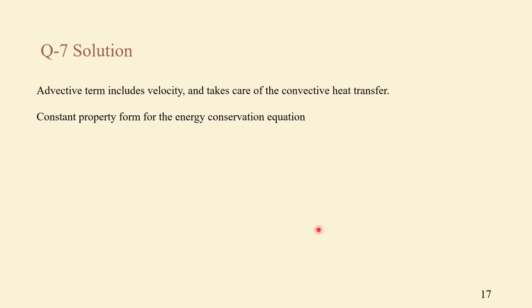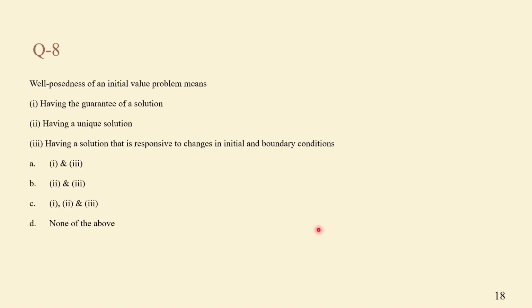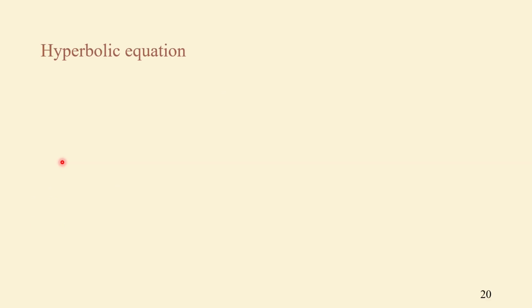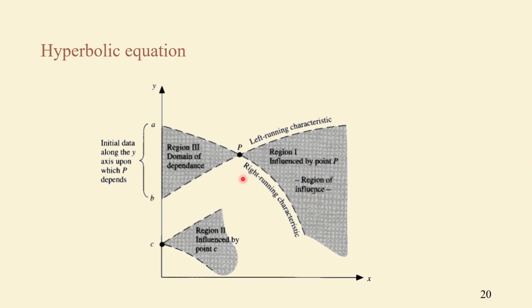So going back to the question: boundary conditions over the entire boundary may not be needed for what type of problem? It is the hyperbolic problem. We do not require the boundary condition over the entire boundary, because here a single point's disturbance is felt over here. So this is the region of influence of point P. Point P is influencing those regions, so we need not know the entire boundary conditions.